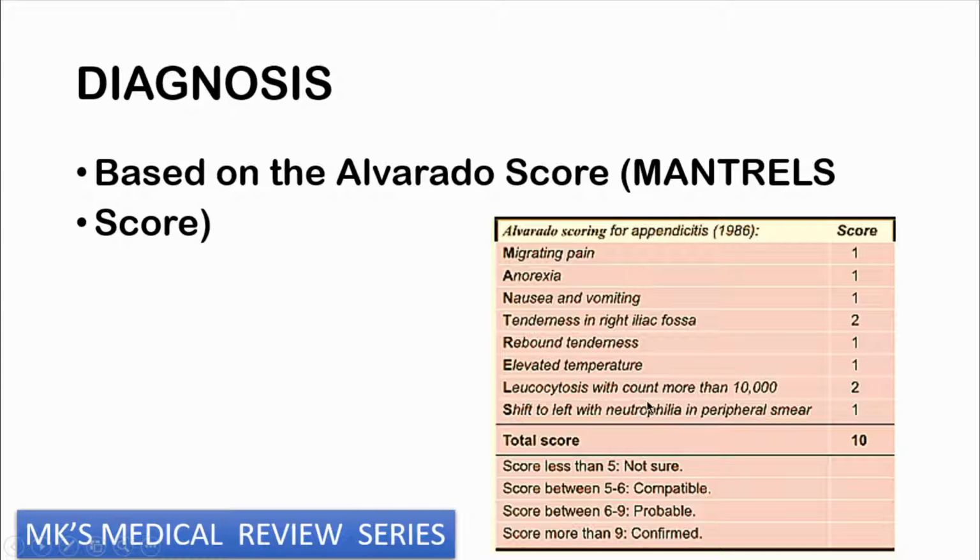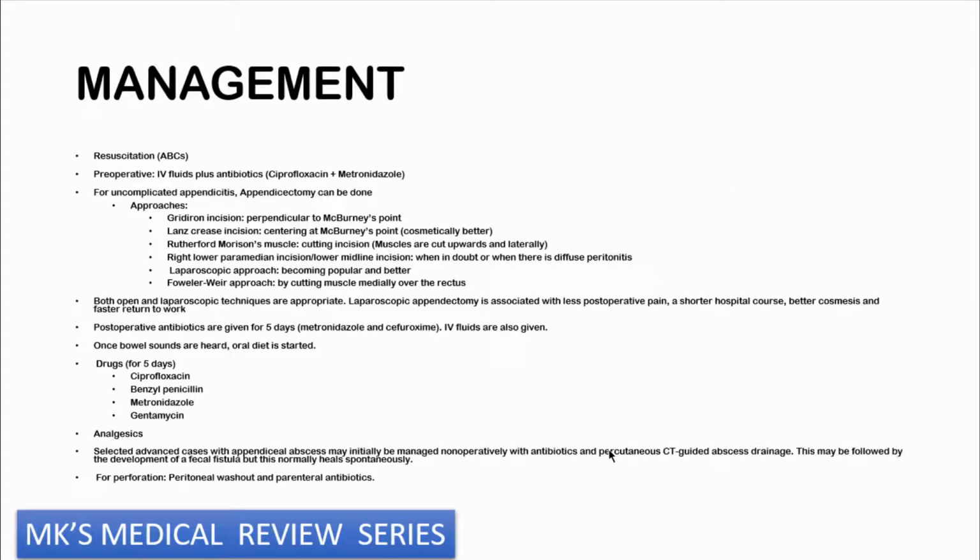So you add the total score. If you get a score that's less than 5, it means you're not so sure that this could be appendicitis. If you get a score that's between 5 and 6, it's compatible with appendicitis. If you get a score that's between 6 and 9, it is probable that this is appendicitis. If it's a score that's more than 9, this is confirmed to be appendicitis, and there's absolutely no way that you would have missed it.